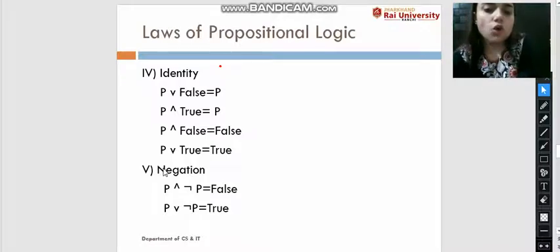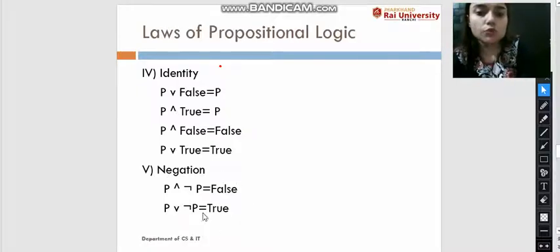Now the fifth law is your negation law, and it states that P and negation of P is false, while P or negation of P is always true. You can prove this using a truth table. Let's prove the negation law.